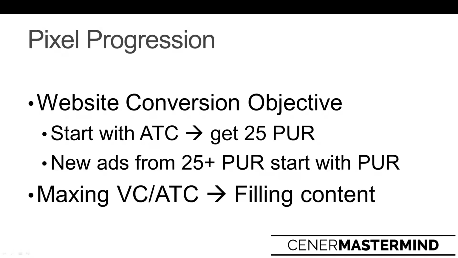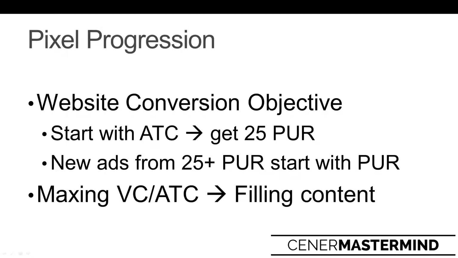I don't want you to start with view content. I want you to start with add to cart. It's an attainable goal. It's still a powerful goal because it shows that there's buyer's intent, and it will set us off in that progression of being able to go to purchase. So your first progression that you want to care about is your pixel progression. In short, it's add to cart to start, moving to purchase when you get 25 sales.